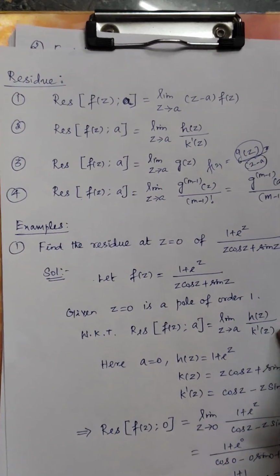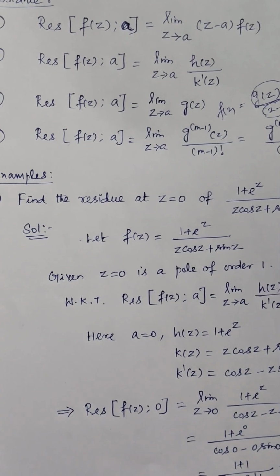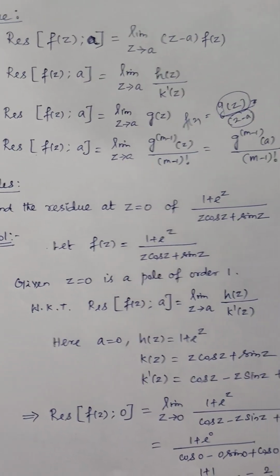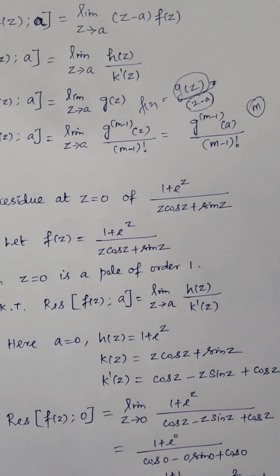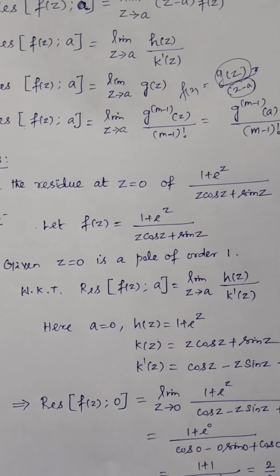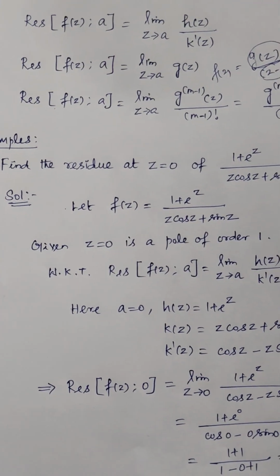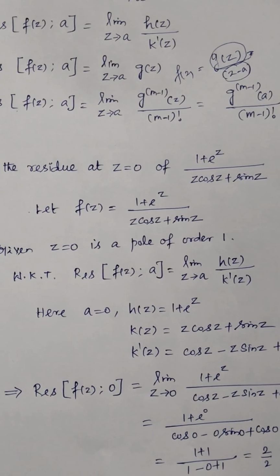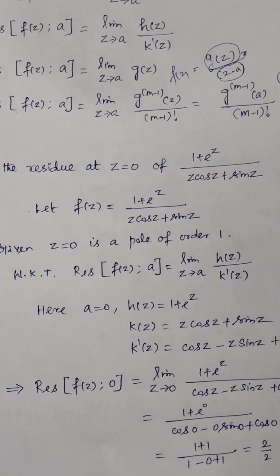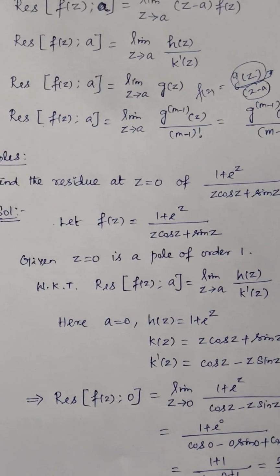Okay, so now we will see some problems. The first problem: find the residue at z equal to 0 of 1 plus e power z divided by z cos z plus sin z. Solution. First we consider the given one as f of z is equal to 1 plus e power z divided by z cos z plus sin z.